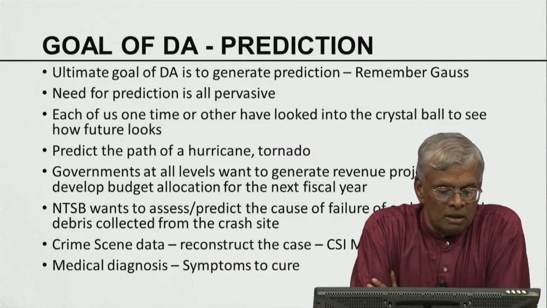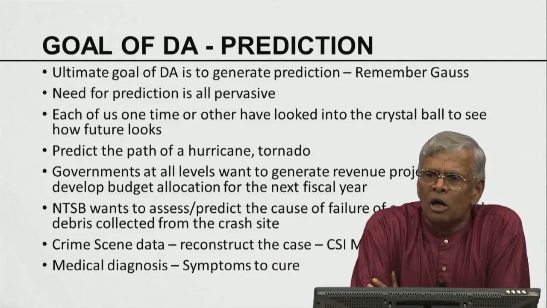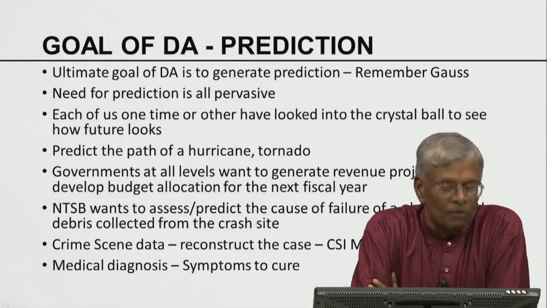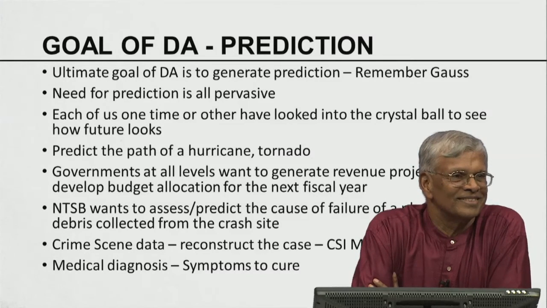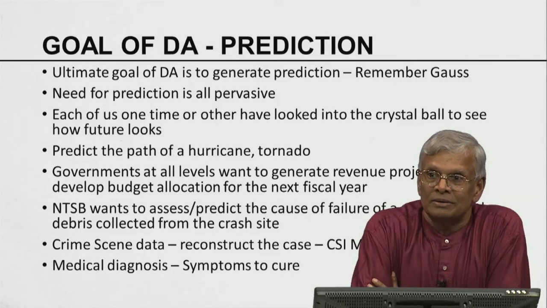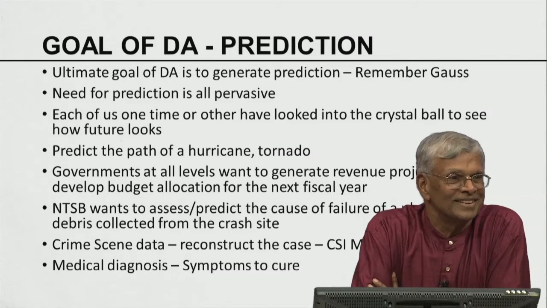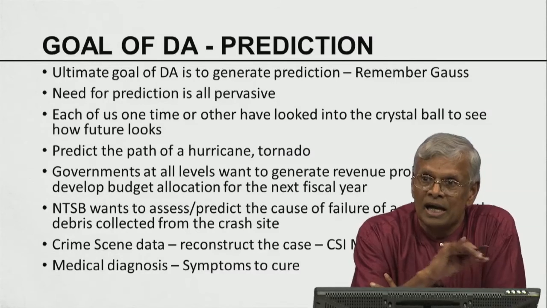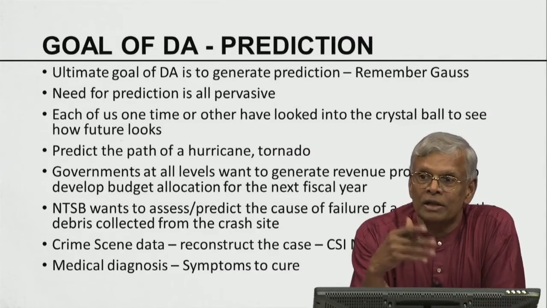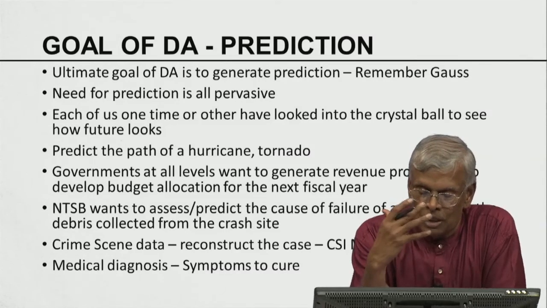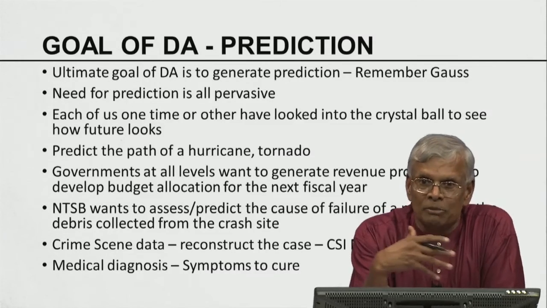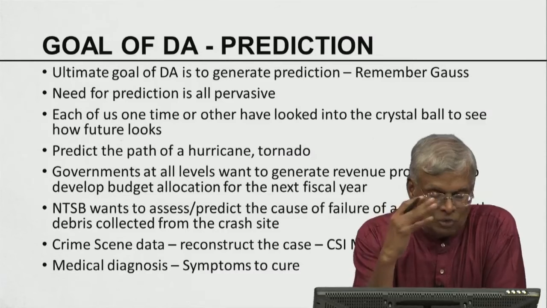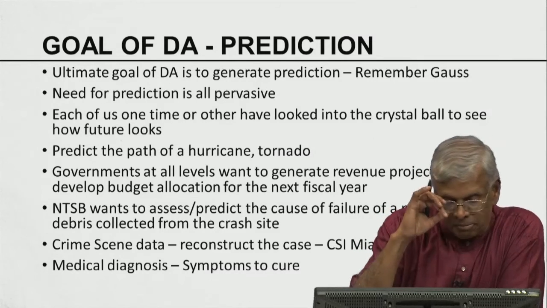Right from Gauss's days, the need for prediction has become all pervasive. Each of us at one time or the other has looked into the crystal ball to see what our own future looks like. Hey, I want to know. Some people go to astrologers. Some people don't believe in astrology, but they use other means to see how my life will evolve. We are all interested in our own future. So this need to be able to predict how we are going to evolve is a fundamental interest to all of mankind. Here are some scientific examples.